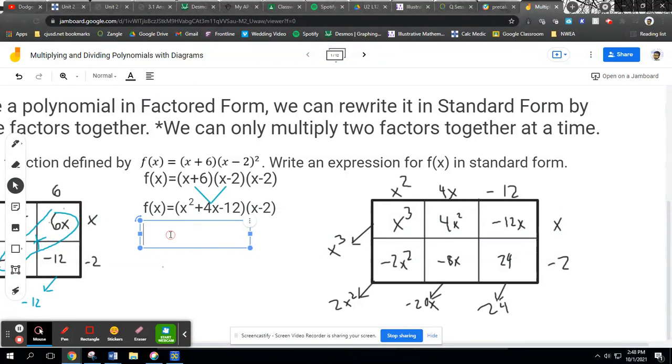F of x equal to x cubed plus 2x squared minus 20x and plus 24. And we have now written it as the sum of different terms. So this is standard form.